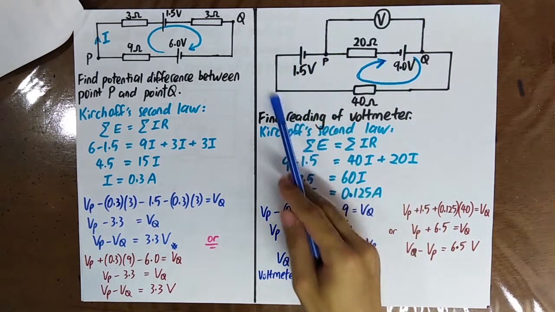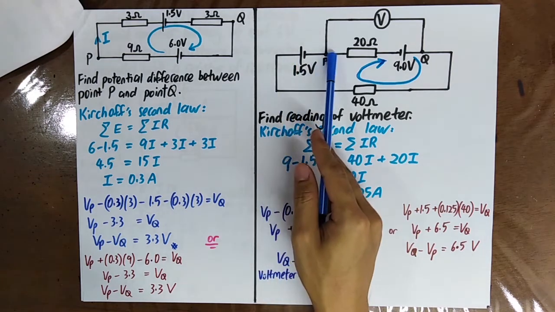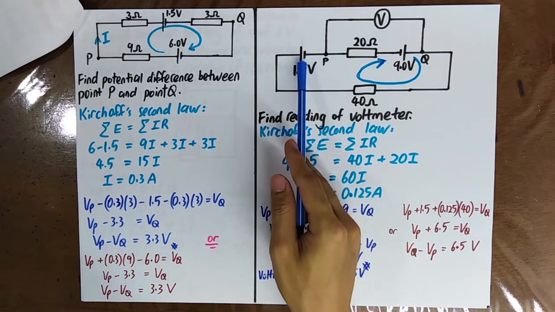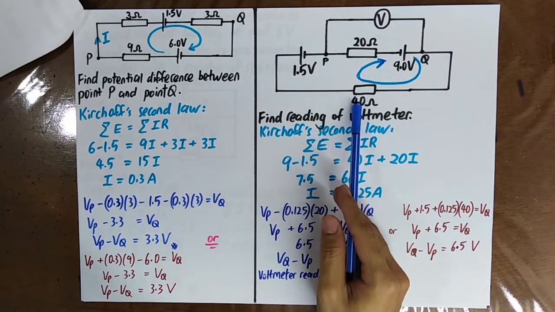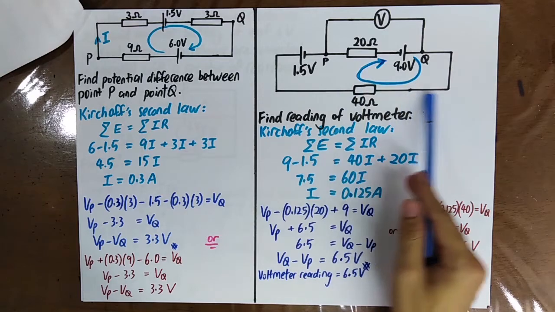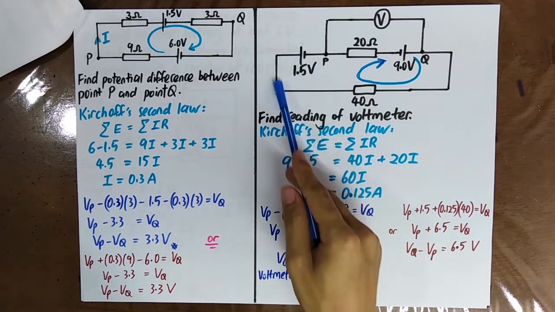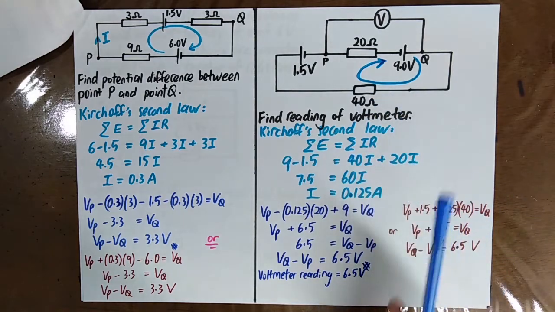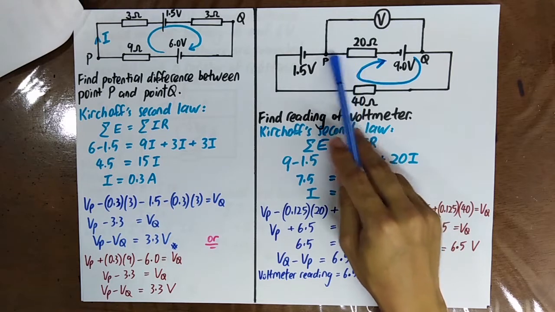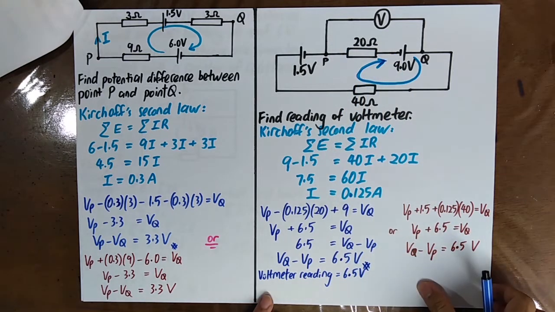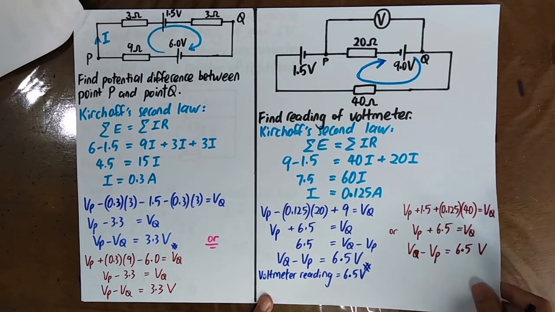Or you can also use this path, that is Vp plus 1.5 because it is coming from the negative plate to the positive plate, plus the current times 40 ohm is equal to VQ. Here you use plus because you are going against the current flow. Here you use negative because you are going along the current flow. But either way, you are still able to get the same answer.